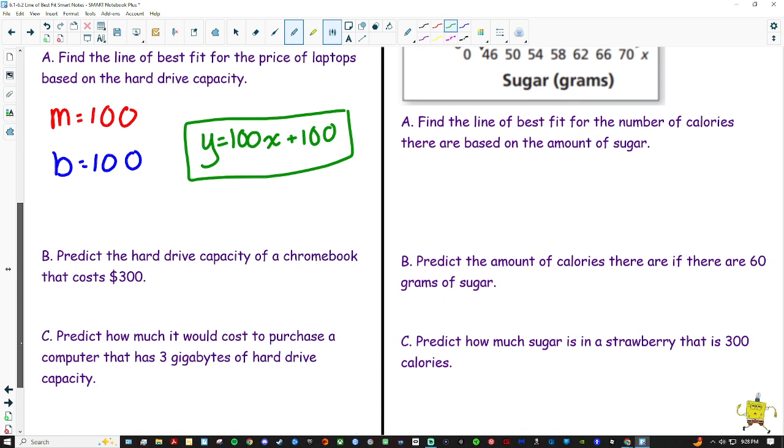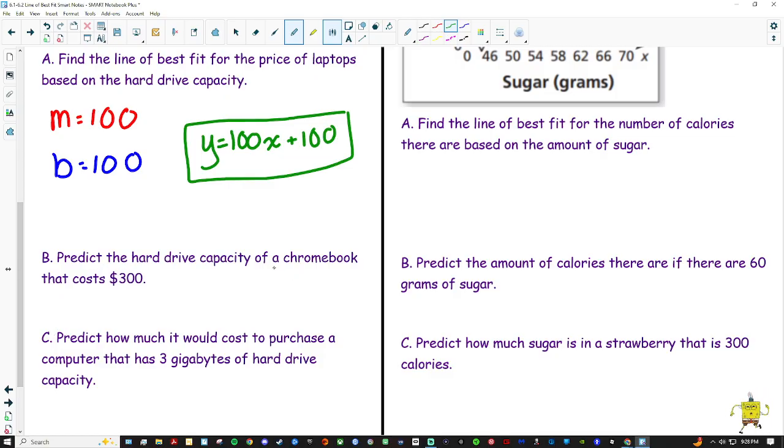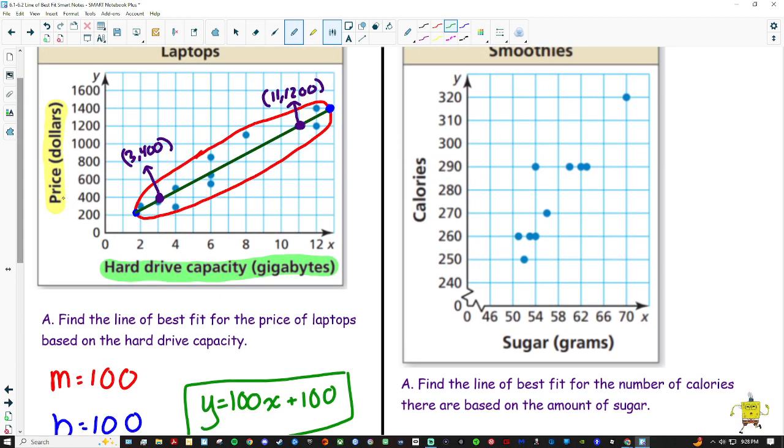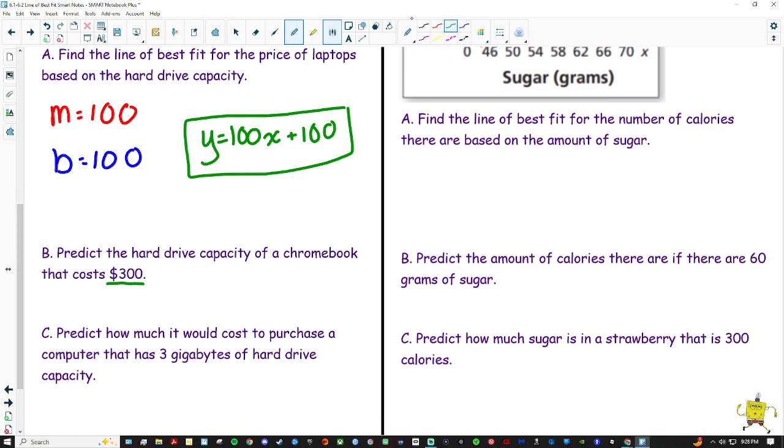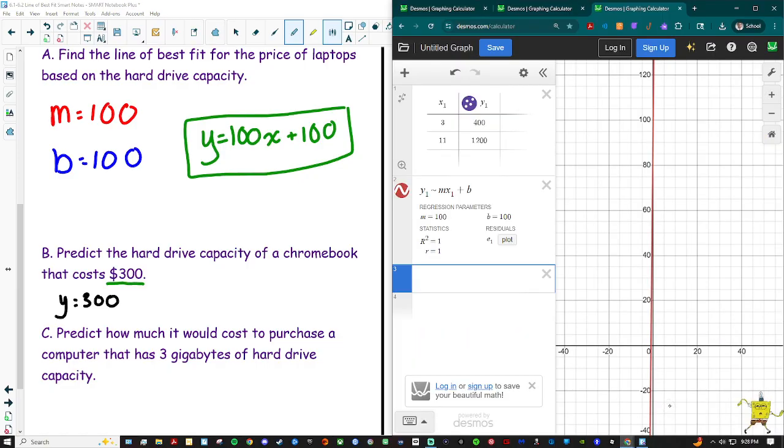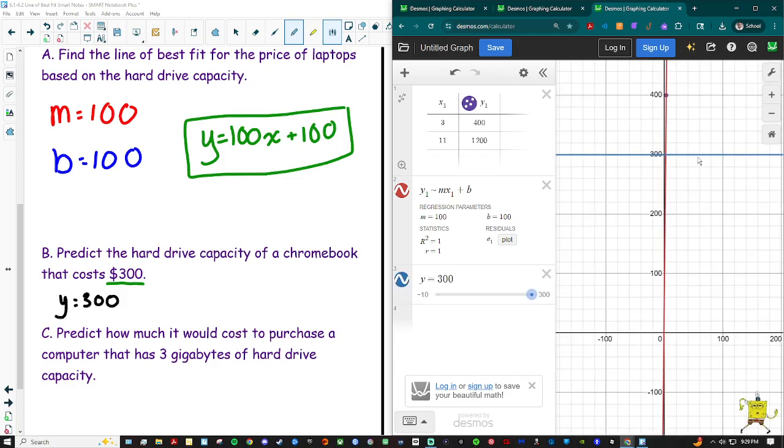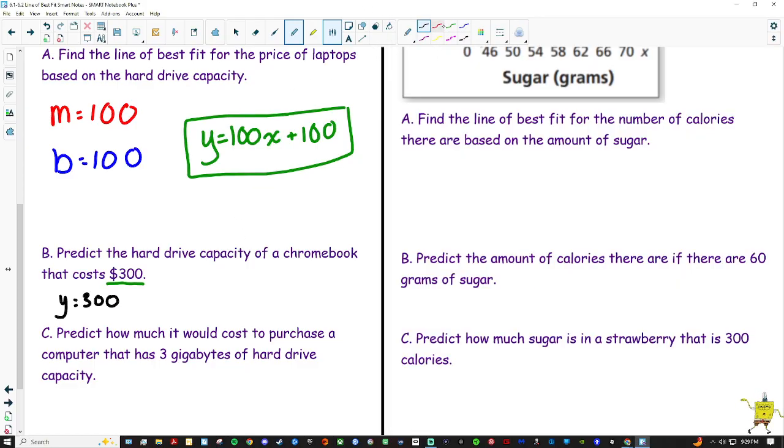And we have two follow-up questions. Predict the hard drive capacity of a Chromebook that costs $300. So they gave us our price. That's a y value. So we're going to type in y = 300 and see where my lines intersect. Okay, I'm going to zoom out and I'm going to find where my points cross. If I buy a $300 computer, it should have 2 gigabytes of capacity. Okay, 2 gigabytes.